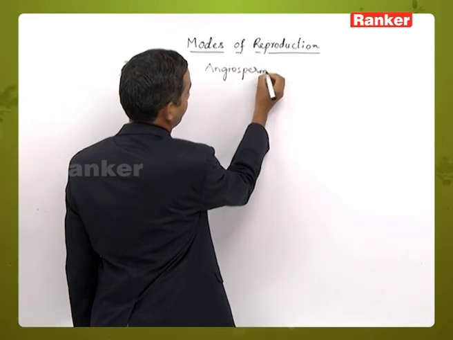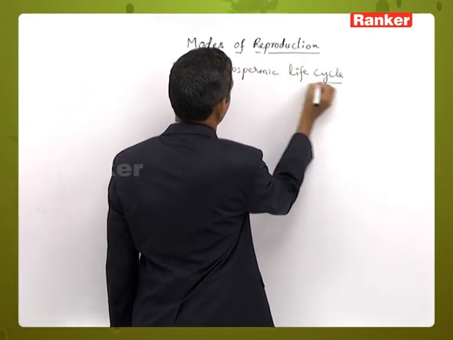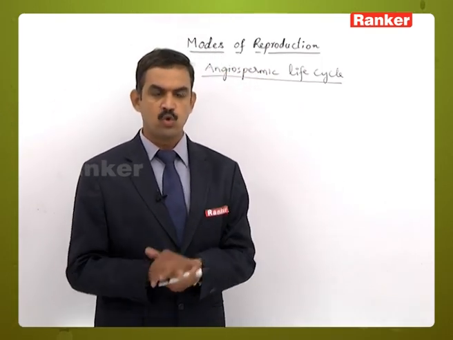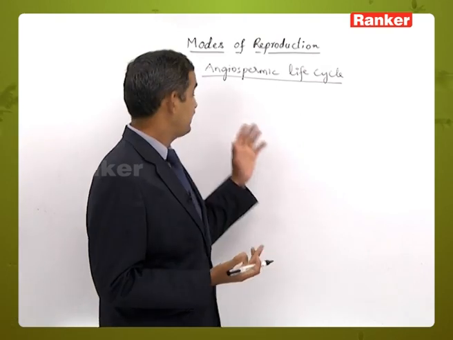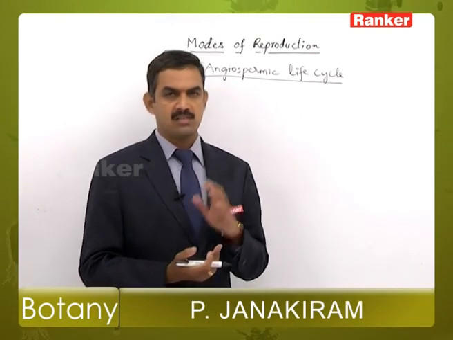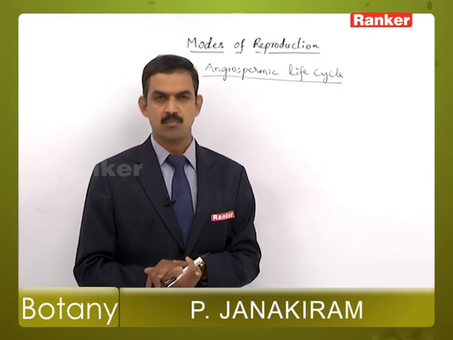Next, angiospermic life cycle. Angiosperms are the advanced group of plants on the land. These are flowering plants, that is flower producing, and also fruit and seed producing plants.